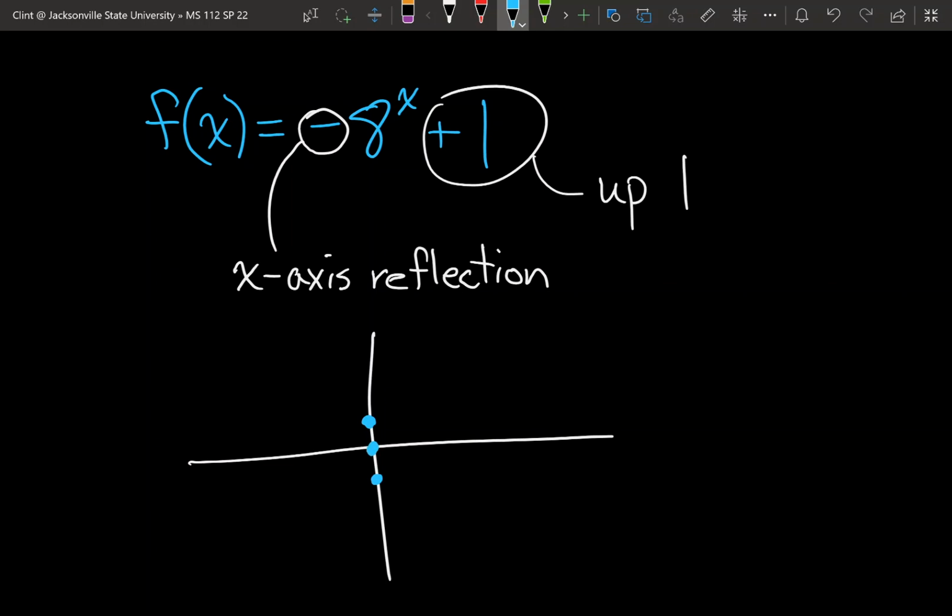And then our graph's going to look like this.